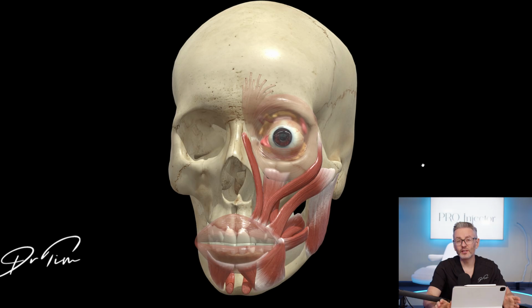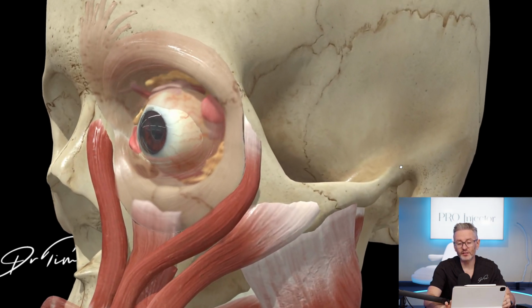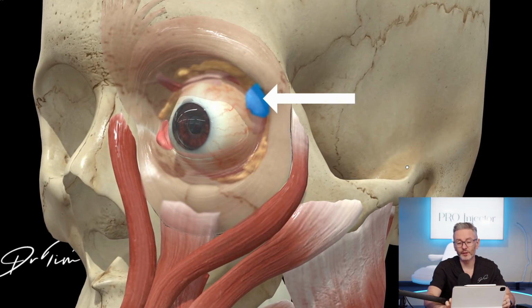It starts by understanding the position of the lacrimal gland. If you have a look in this 3D diagram, you can see the position of the lacrimal gland just near the suture between the zygomatic bone and the frontal bone. I think in many people it's probably more superior than this when I've looked on cadavers, but the important point is it is in an area where we do inject.